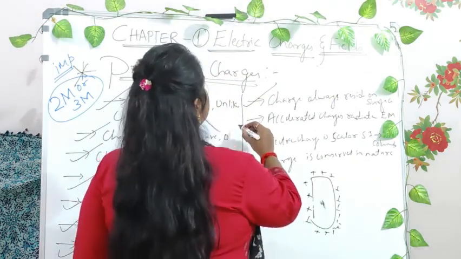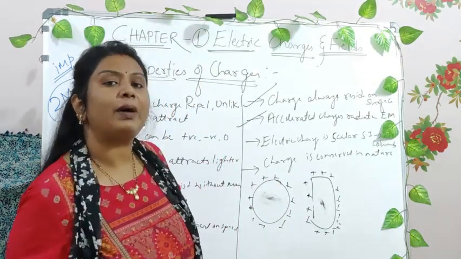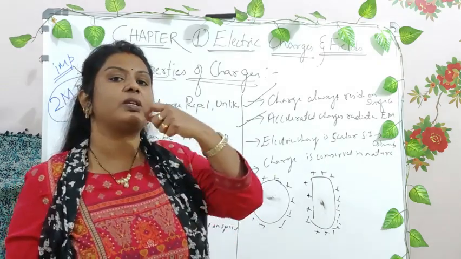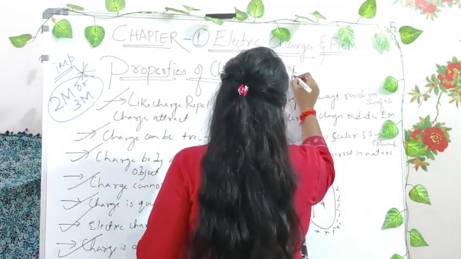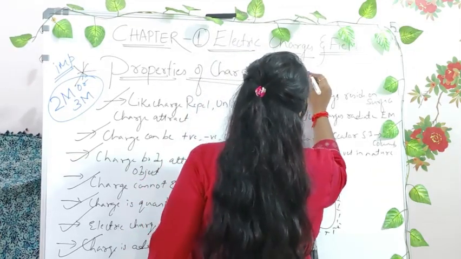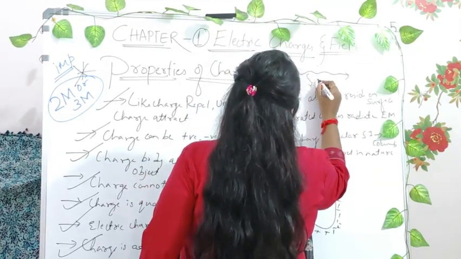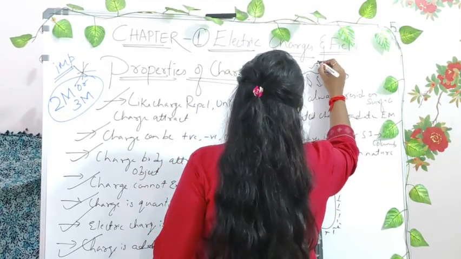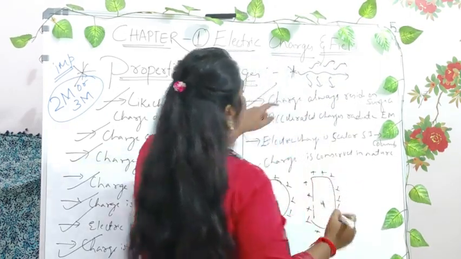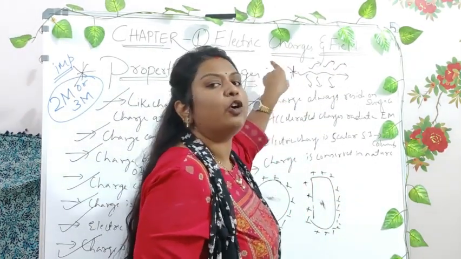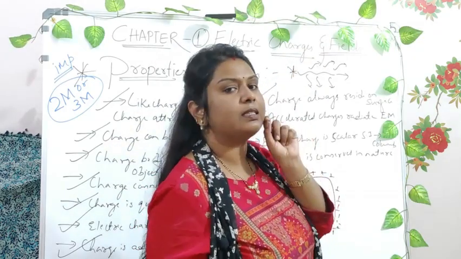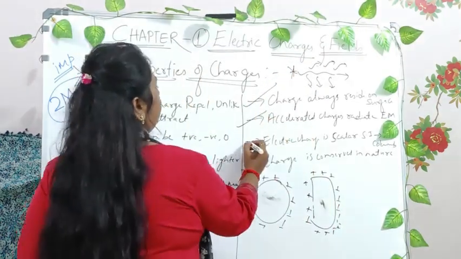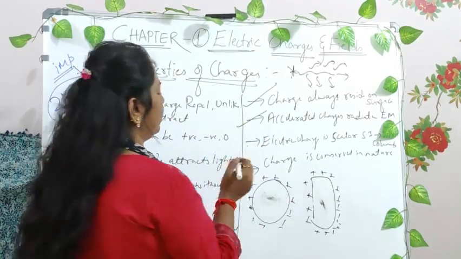Next is accelerated charges radiate electromagnetic waves. Whenever a charge accelerates, say for example, this is a charge, whenever this charge is moving, it radiates electromagnetic waves, right? These are electromagnetic waves. When a charge starts accelerating or moving, it always radiates electromagnetic waves. This is the characteristic or property of the charge, right?